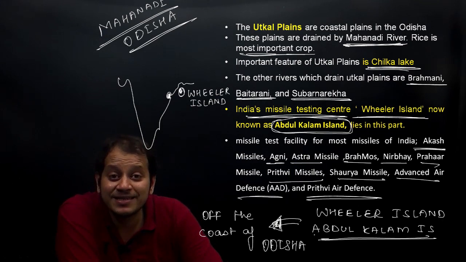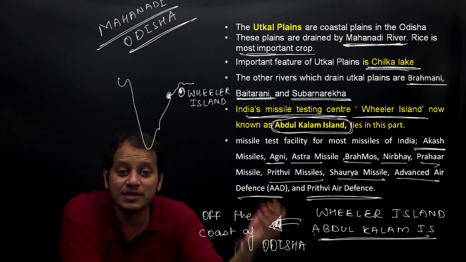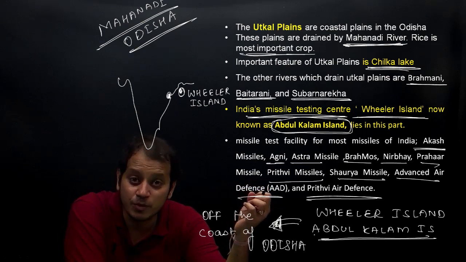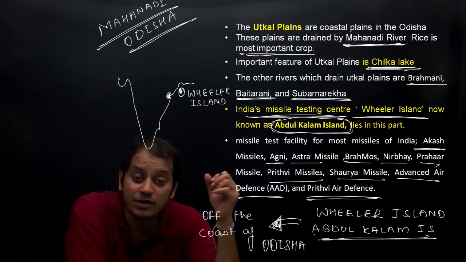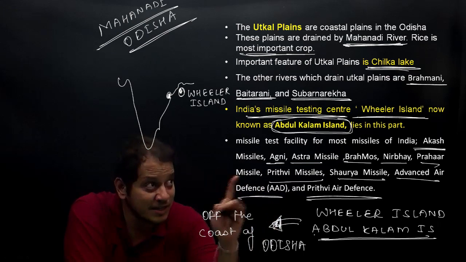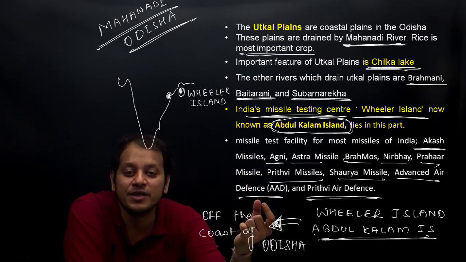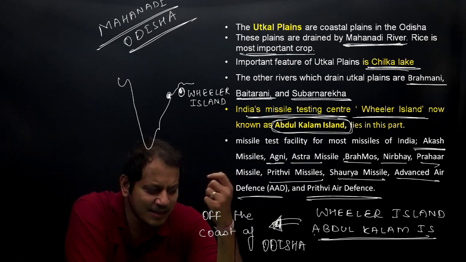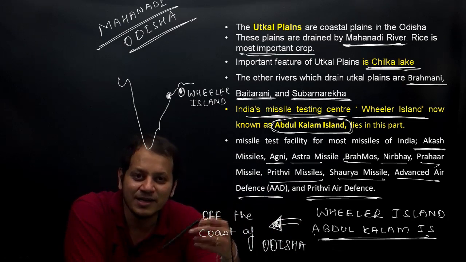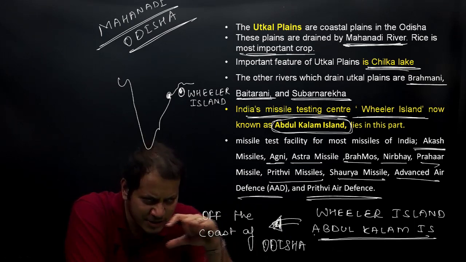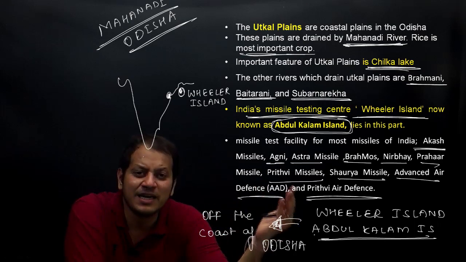So the Utkal plains, Odisha: rice is the important crop, drained by the Mahanadi. The other important rivers are Baitarani, Brahmani, and Subarnarekha. It is off the coast of Orissa near Bhubaneswar. Just to the north of Chilka Lake is Wheeler Island, and this small island is the missile testing center for India. China has taken on lease an island located on the opposite side of the Wheeler Island, that is the Cocos Island.